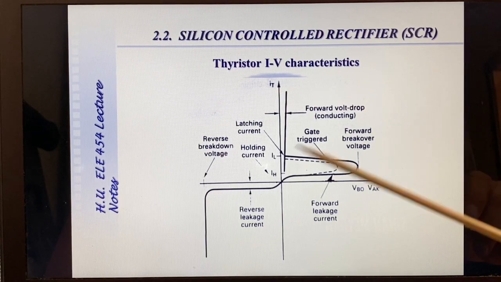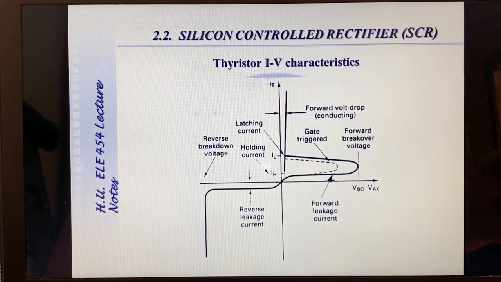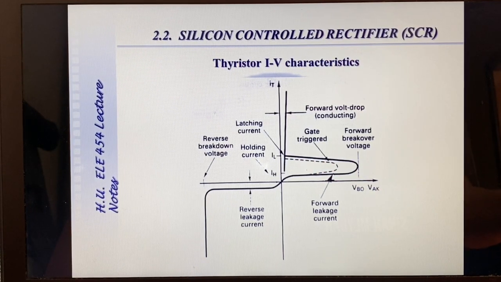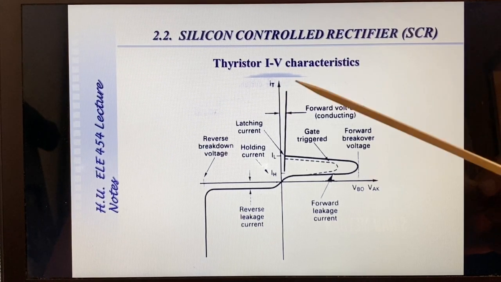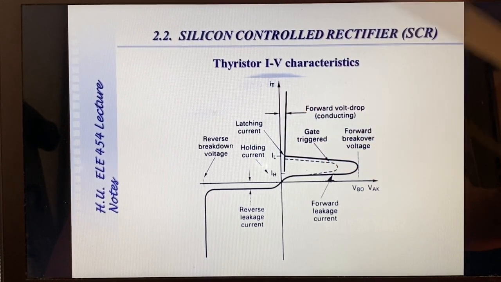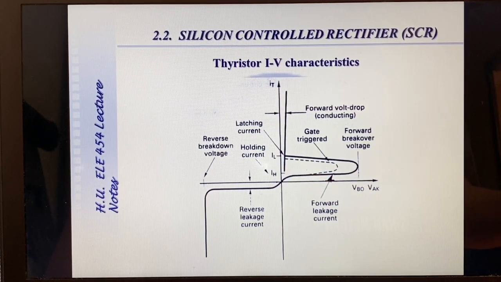There are two important currents here, the latching current and the holding current. Usually holding current is about 1/2 of latching current. Latching current is the amount of current required to put the device into conduction, even when the gate current is removed. So the device is latched and does not cease conduction. Holding current is the amount of current to be reached in order to stop conduction in a thyristor which has been latched previously.